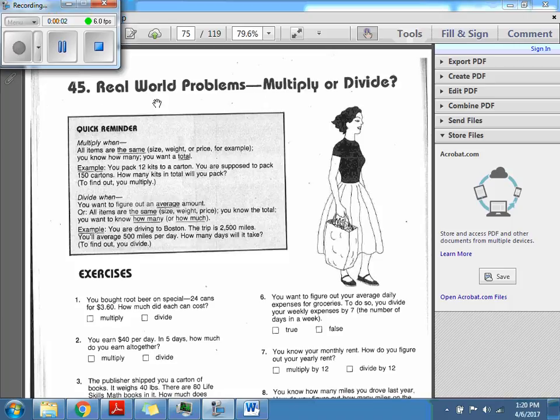Task 45, Real World Problems, Multiply or Divide. Quick reminder, you multiply when all items are the same size, the same weight, or the same price, for example. You know how many you want. You want a total. For example, you pack 12 kits to a carton.